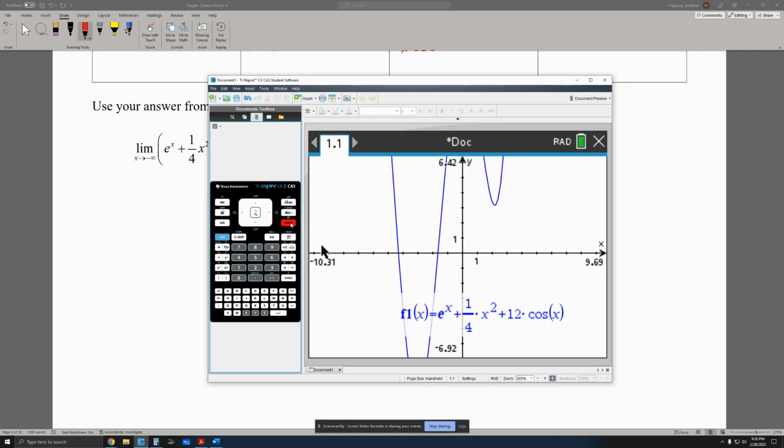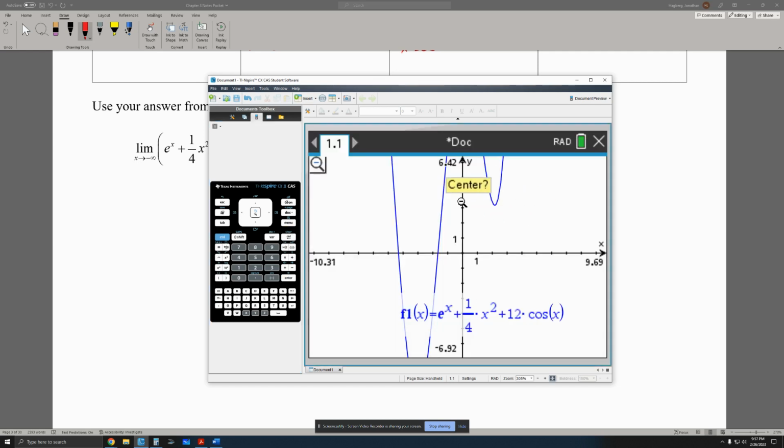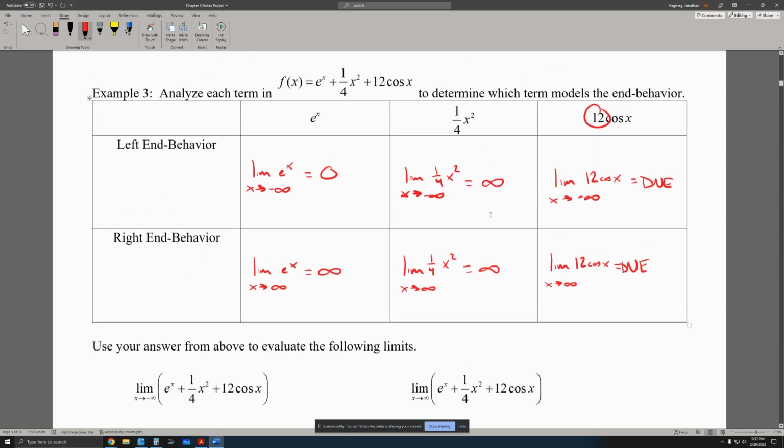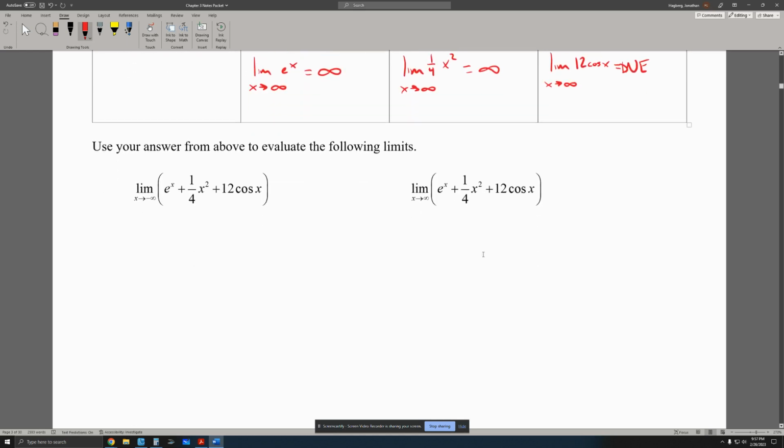So let's go ahead and zoom out a little bit. I'll go to menu and we'll go window zoom. And I'm just going to zoom out a couple times and see what this graph looks like. So I can see that on the left-hand side, as x decreases, the function increases. And on the right-hand side, as x increases, the function increases as well. So we see that the dominant term, based on the end behavior, must be that quadratic term, the 1/4 x squared. So we can see graphically that the limit as x approaches negative infinity is positive infinity, and the limit as x approaches positive infinity is also infinity.